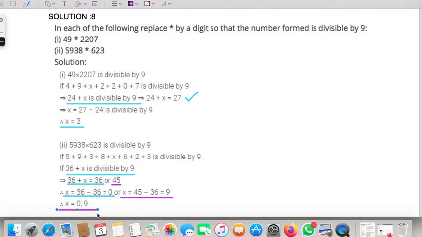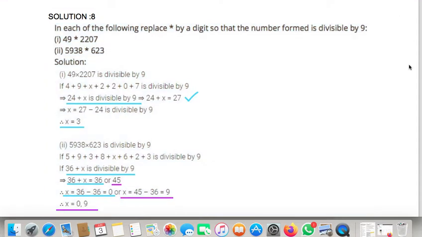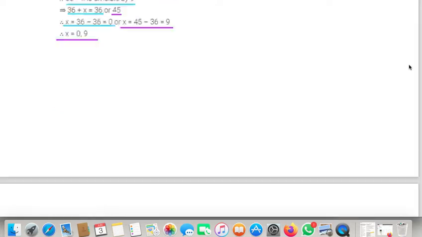Now after 9, of course, we get a 2-digit number, not a 1-digit number. So this is the answer. All have understood, hope? Okay. Now let me take you to the next question. Let us move to the next question now.